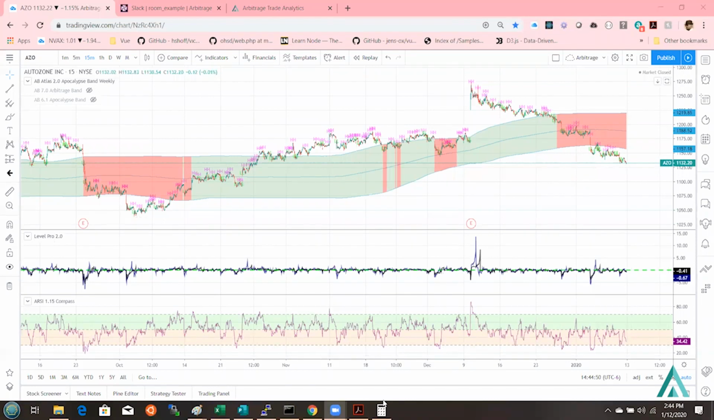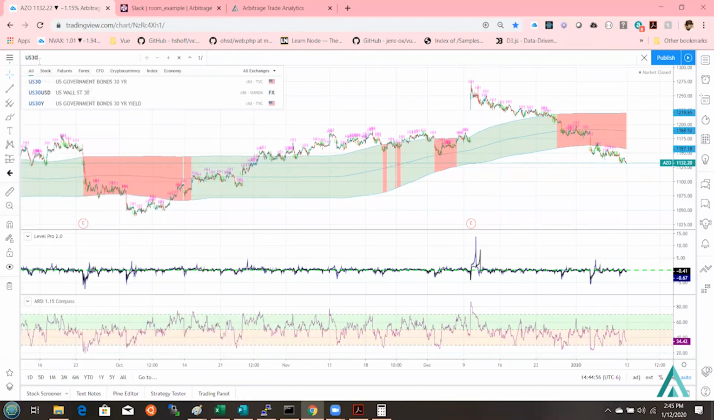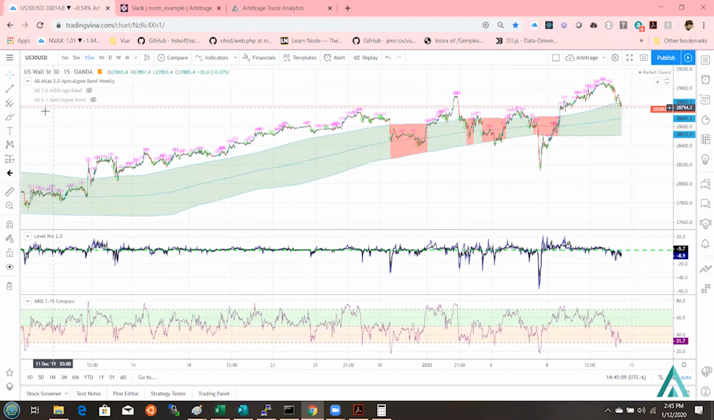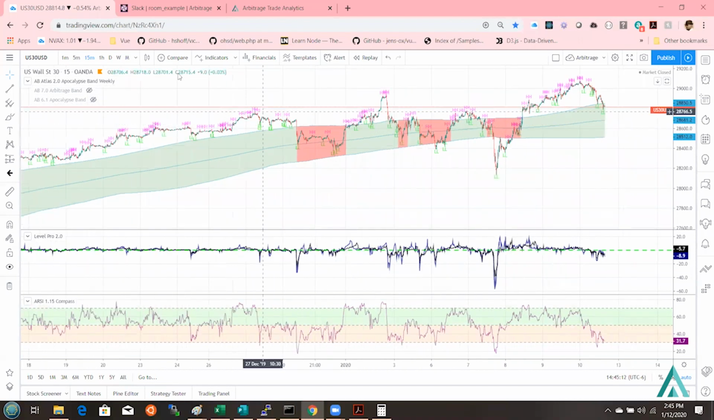Got a couple of chats. They want to look at US 30 and they want to look at gold. All right, let's go to US 30 first. And the Great British Pound versus Australian dollar. Okay, so we are set at the Apocalypse Man.